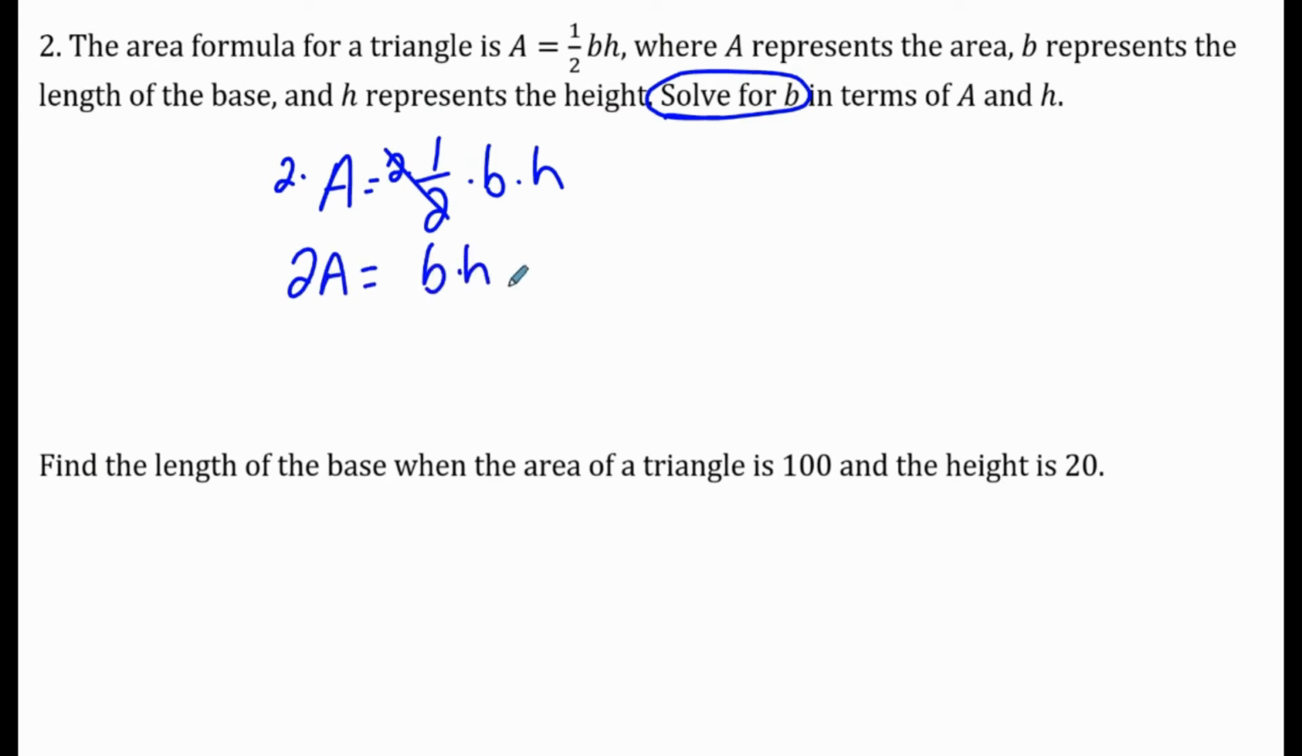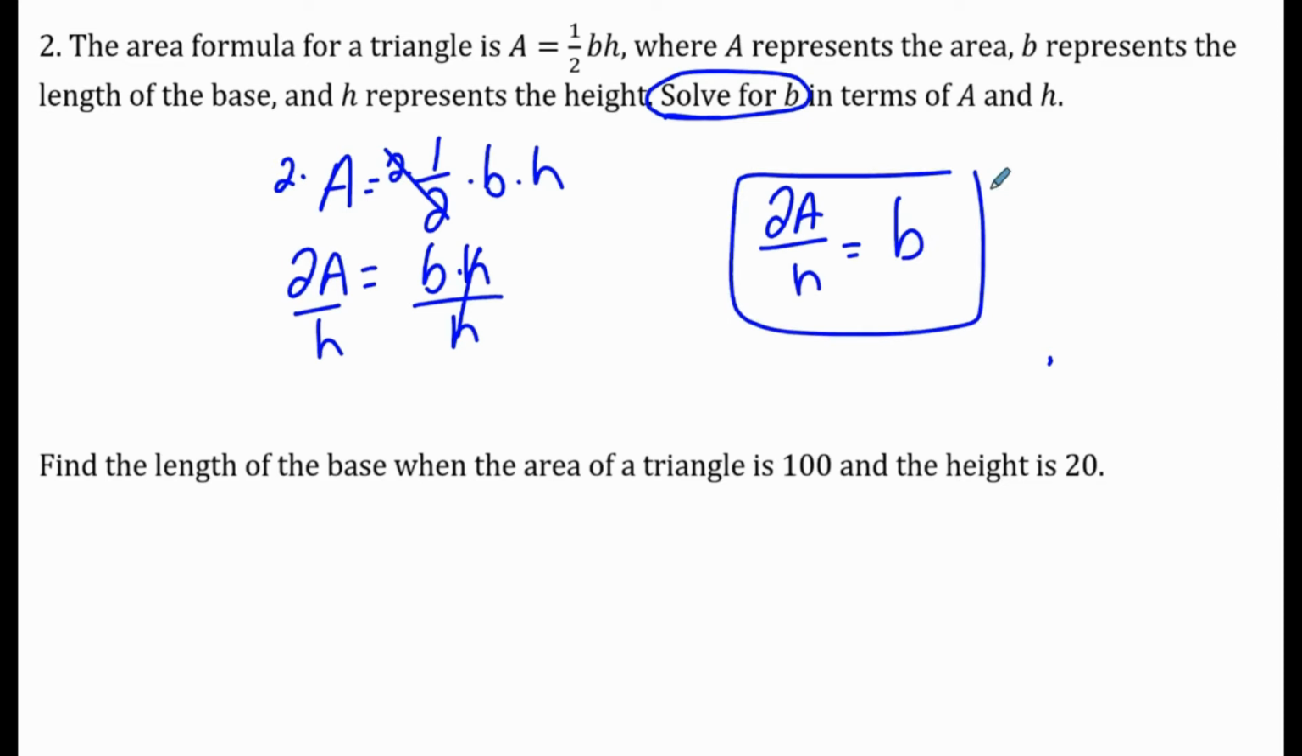So 2a equals b times h. So to get rid of a 1/3, I'd multiply by 3. To get rid of a 1/5, I'd multiply by 5. It's that idea that fractions and division are closely related. Well, I want to solve for b. What's happening to b? It's being multiplied by h, so let's divide by h. So I get 2a over h equals b.